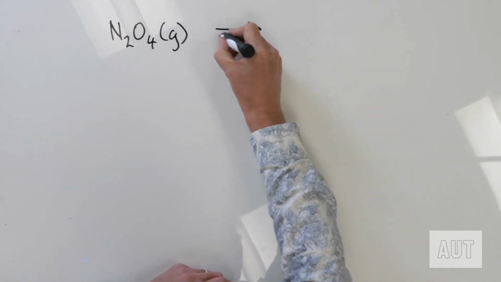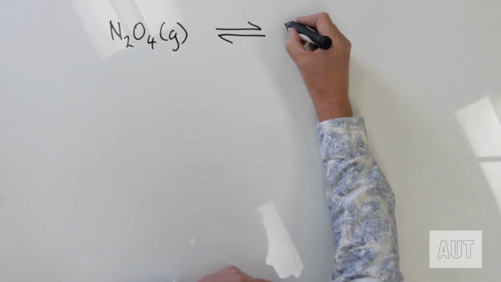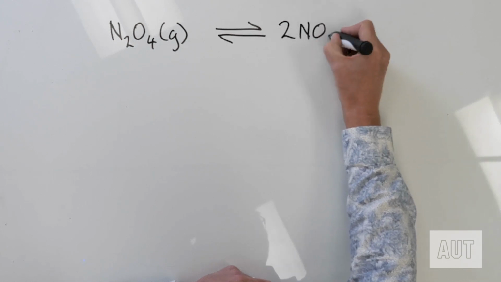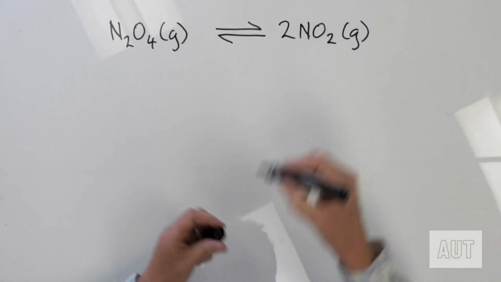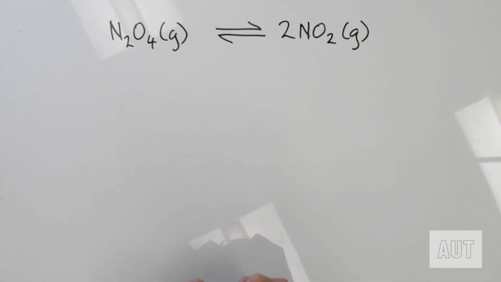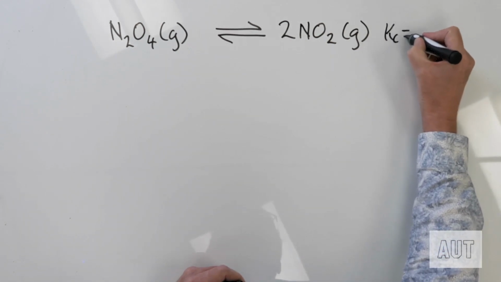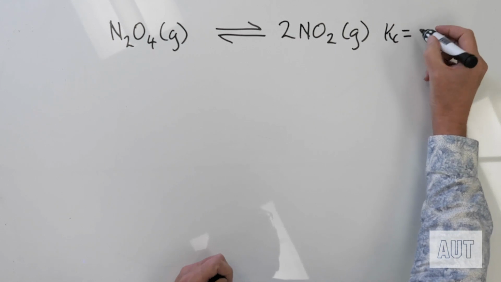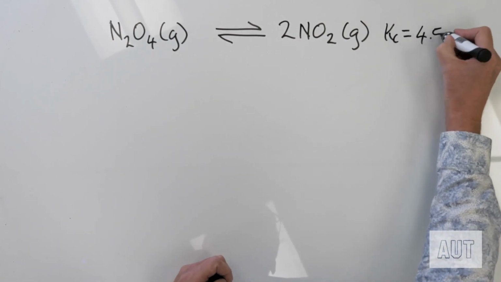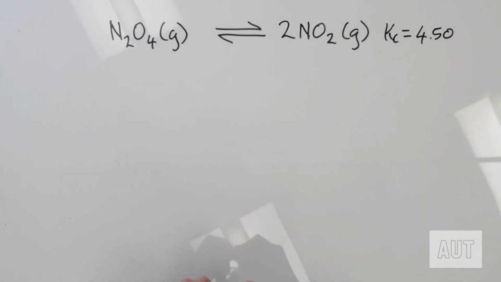We're going to use this equilibrium, which we have seen now, I think, a few times before, the equilibrium between N₂O₄ and NO₂, and Kc for this is equal to 4.50 at some particular temperature T.